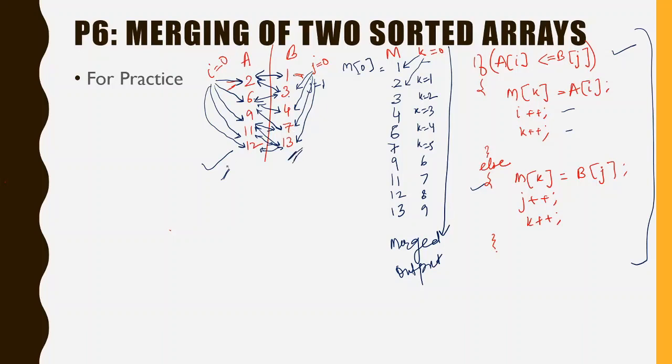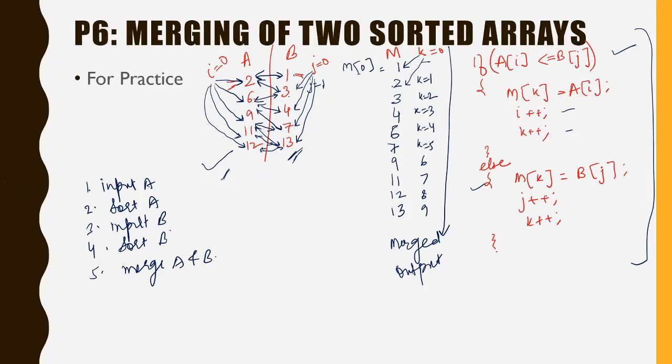Then when you complete input of these two arrays and sorting of these arrays, what are the steps? Step one, input A. Second, sort A. Third, input B. Fourth, sort B. And the fifth step is merge A and B. So the algorithm that I have given you is merge A and B.